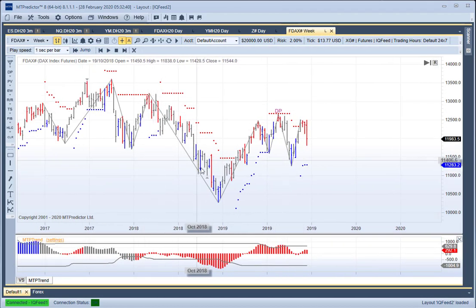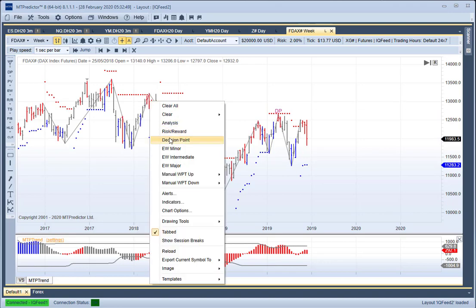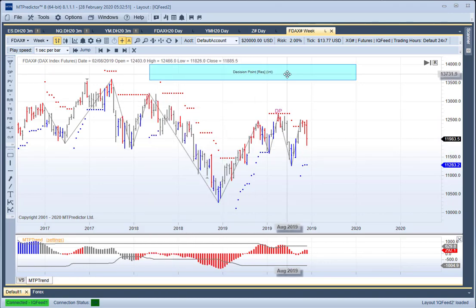And you can see here's the last swing into the low. There's that low there back in the end of last year. So that's the last swing into the low. So we right mouse click there, we do decision point. That gives you an area of potential resistance. As you can see, that's on the chart in advance, is there before the market even gets there.